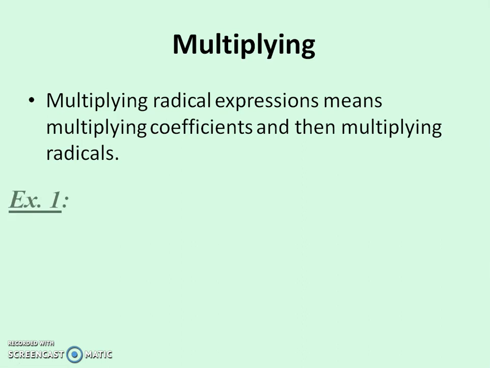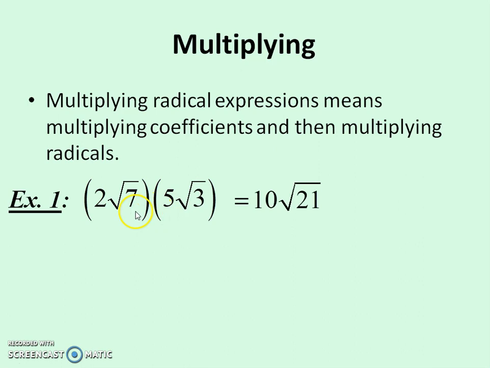Last two things are multiplying and dividing. When multiplying radical expressions, it means that you multiply their corresponding coefficients, and you also multiply their corresponding radicals. So when I multiply these two, I'd multiply 2 times 5, and I multiply root 7 times root 3, and that stays inside the radical. It's not really like FOILing because there's no plus or minus between them, but it would be like multiplying 2x times 3x. The 2 and the 3 get multiplied, and the x's become x squared. Here, 2 times 5 is 10, and the two roots stay inside the root.